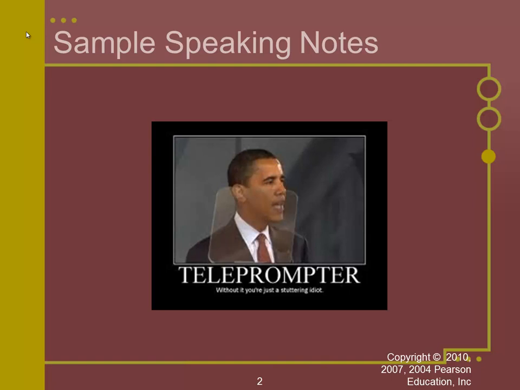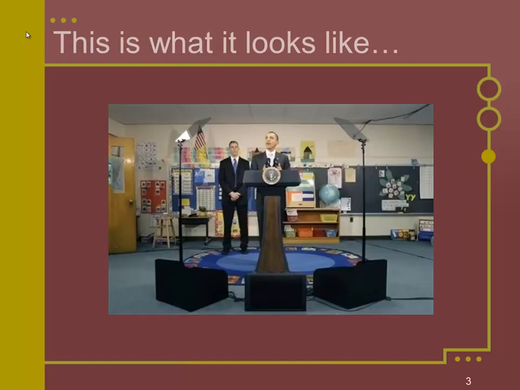Teleprompters are something that we typically as leaders and students don't use, but typically it's used by more of a politician. In this particular slide here, you see President Obama, and you see this glass shield in front of him. Now, for many years, many of us, including myself, had the idea that this was some form of a bulletproof glass that's set up by the Secret Service. Well, it's all but that. This is not anything to do with protection, but this is a teleprompter.